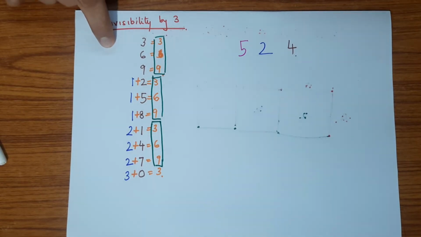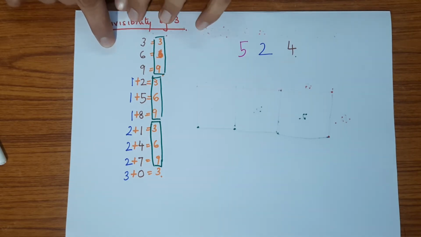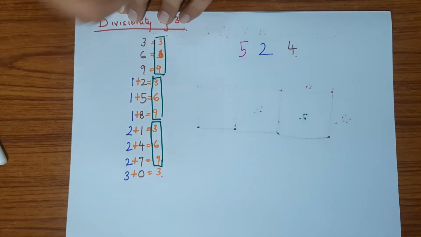So now we'll look at, let's say, a 3-digit number, the same 3-digit number we looked at for divisibility for 2. If we take the number, we have hundreds, we have tens, and we have ones. So as last time, 5 is 5 hundreds, 2 is 2 tens, 4 is 4 ones.